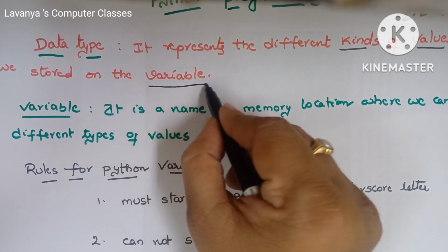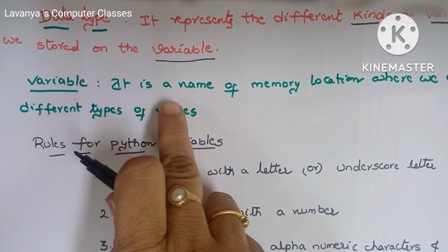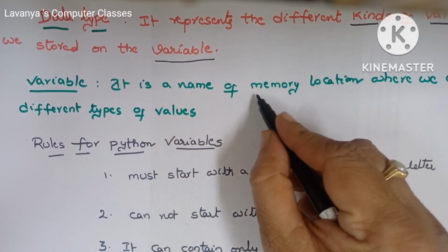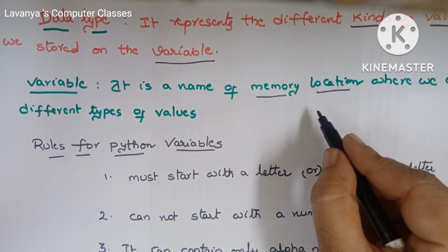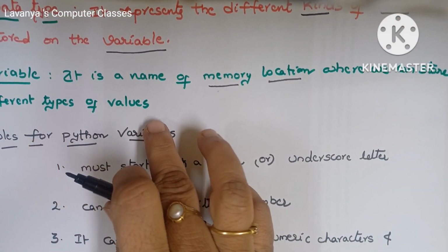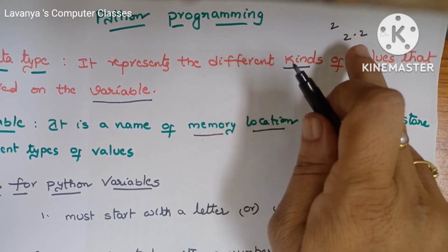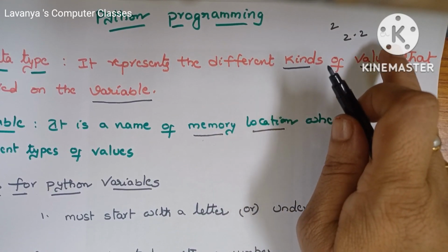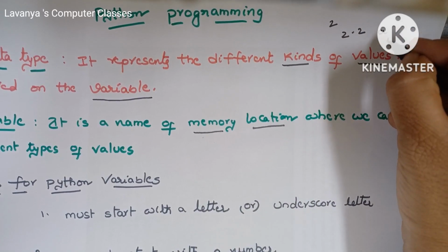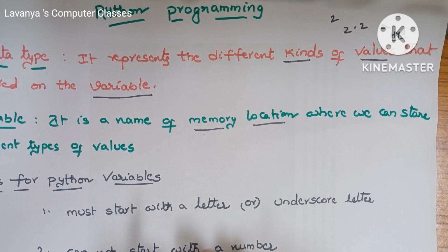So here, what is a variable? The definition: it is a name of the memory location where we can store different types of values. Already we saw different types of values. 2 is one type of value, 2.2 is another type of value, A is another value, like our name, our city name. Hyderabad is a different type of value.